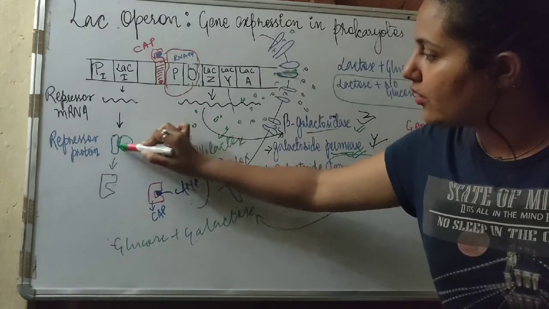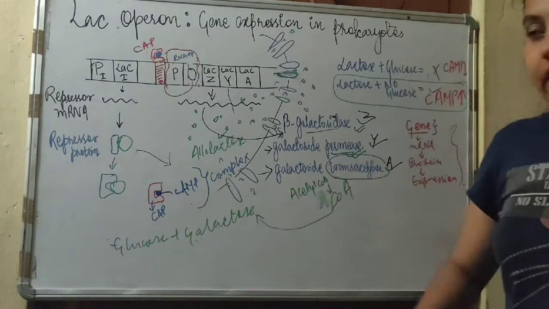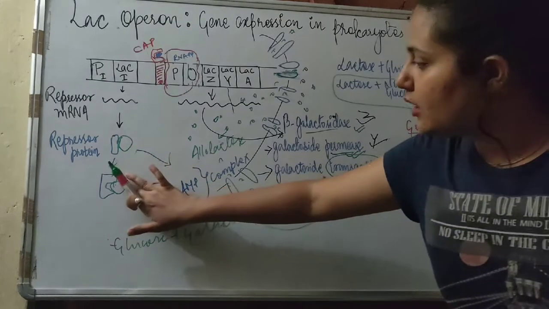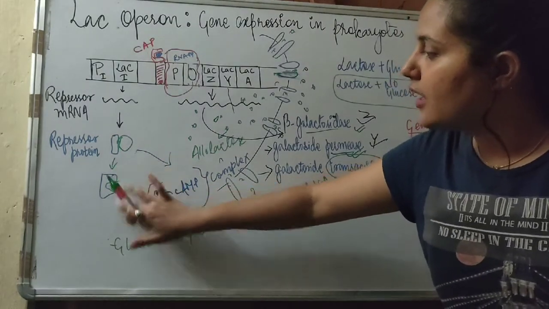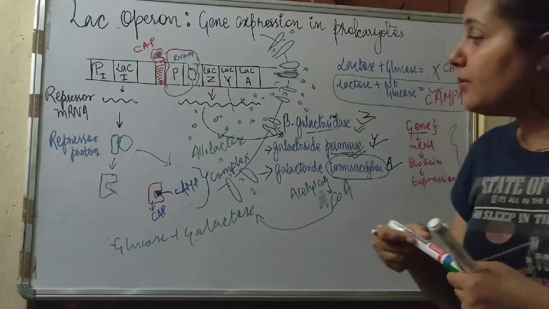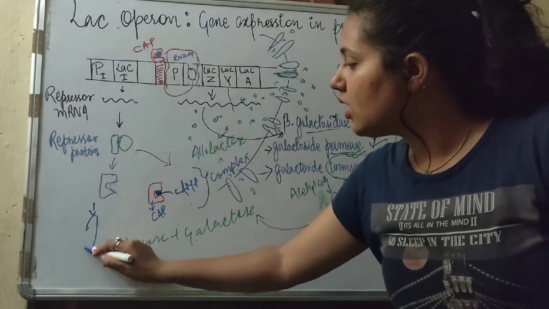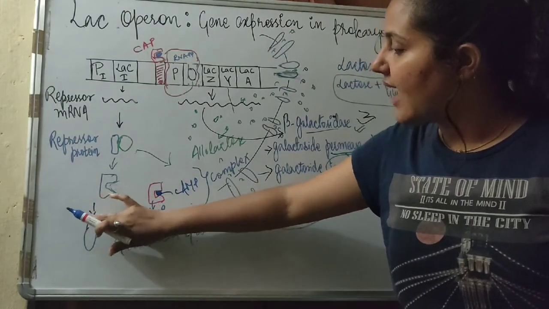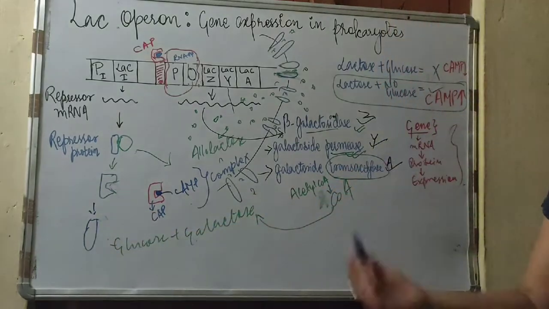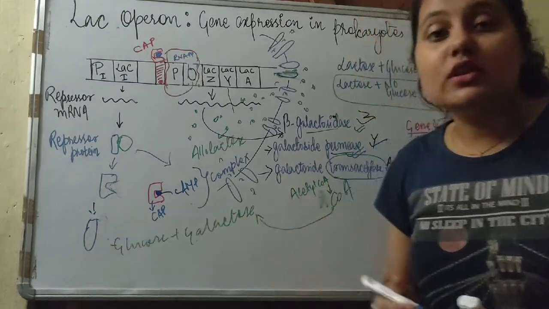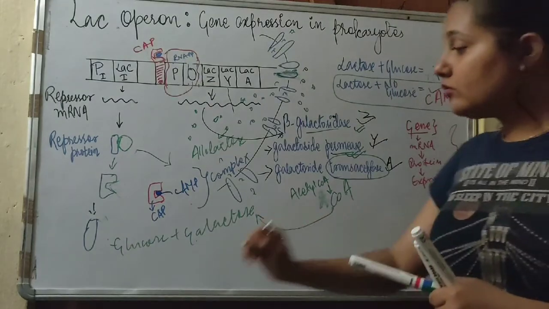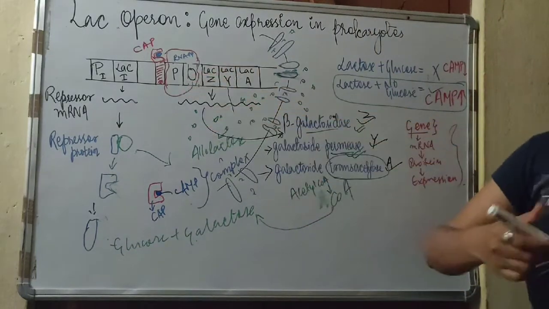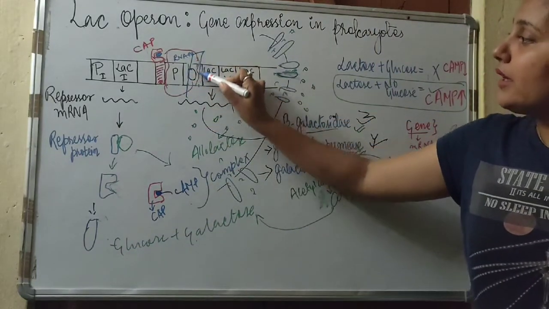Let me draw it here. Now our repressor will be free again. This will be utilized and the repressor will be free again, coming back to its original conformation. When the last lactose is also utilized, the repressor is free and comes back to its original state. Now that it is back in its original conformation, it will again go and bind to the operator.